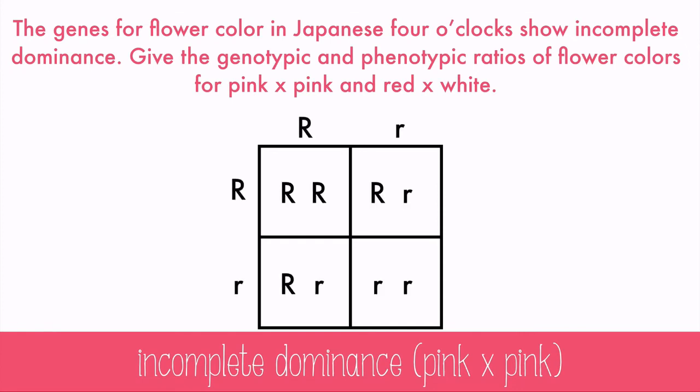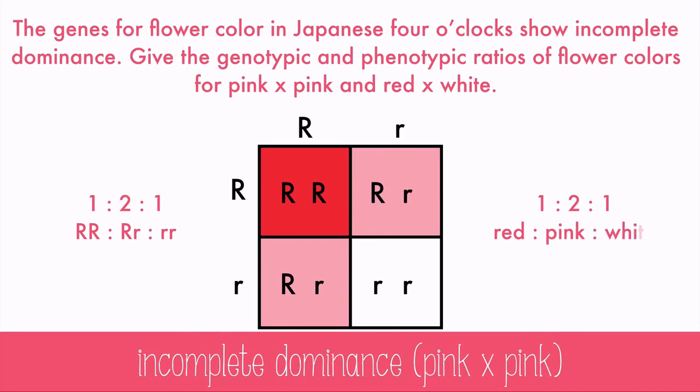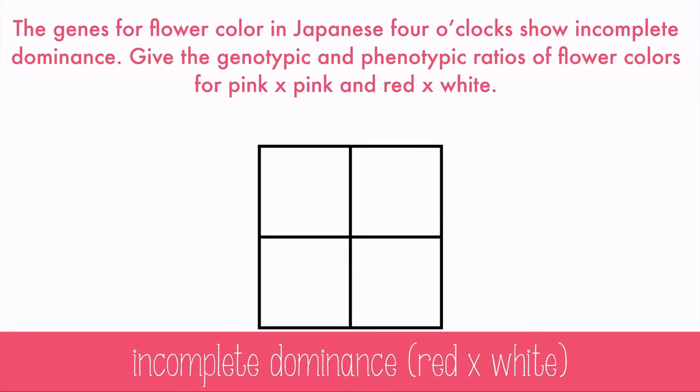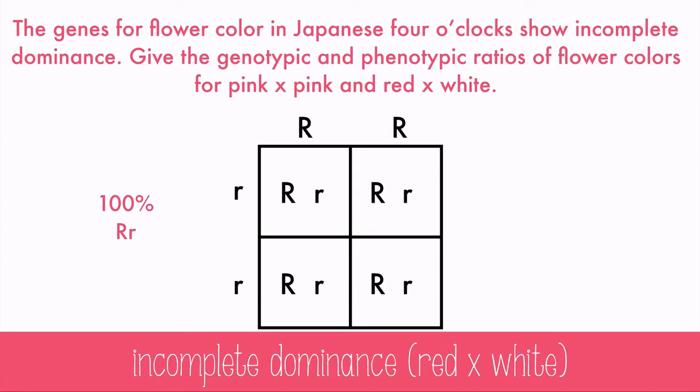Fill out the Punnett square, and you see the 3 possible genotypes: big R big R, big R little r, and little r little r. It's a 1 to 2 to 1 ratio, which is the same ratio for the phenotype, a 1 to 2 to 1 ratio of red, pink, and white. Now here's the cross for red and white flowers. Fill out the square. This time there's 100% big R, little r heterozygous, but this means that all the flowers, 100%, are pink.